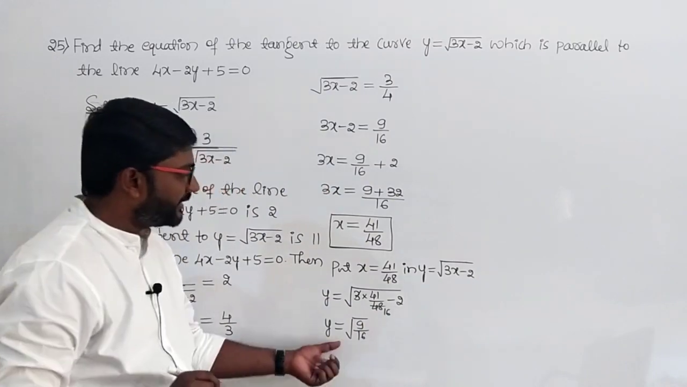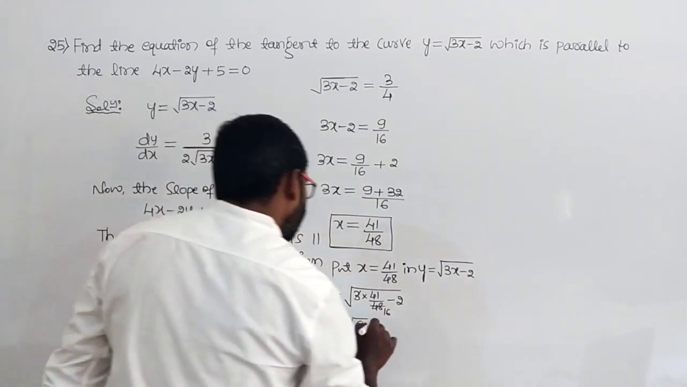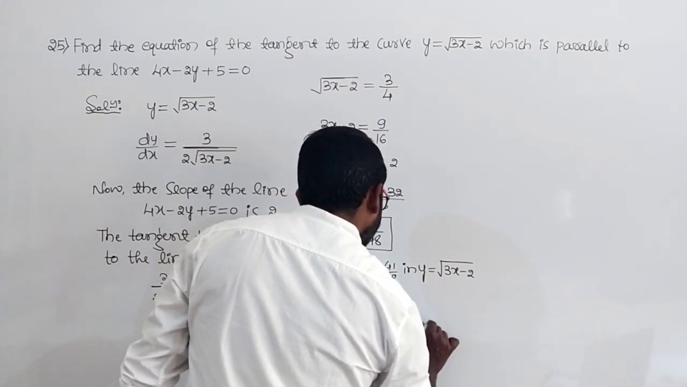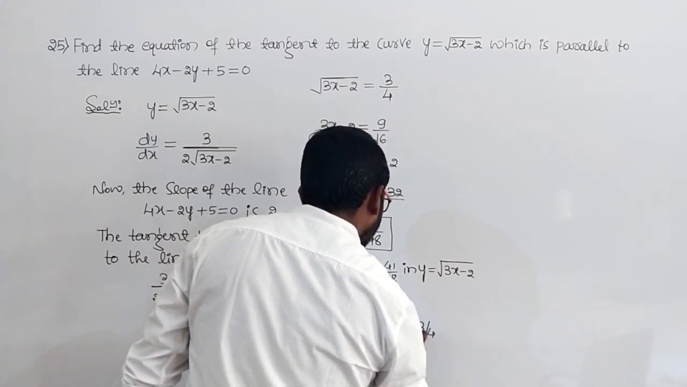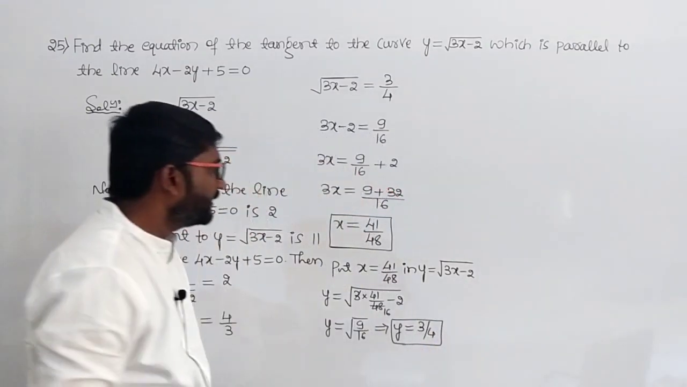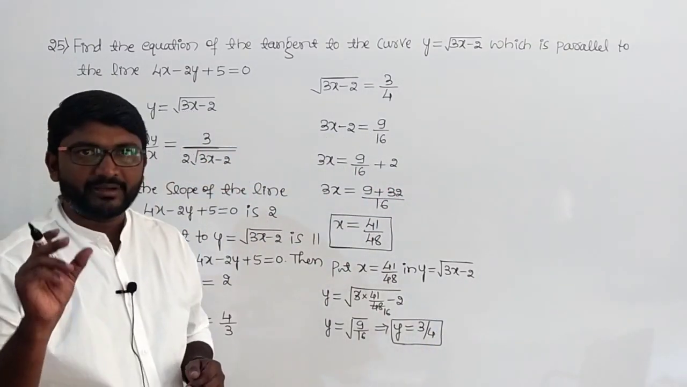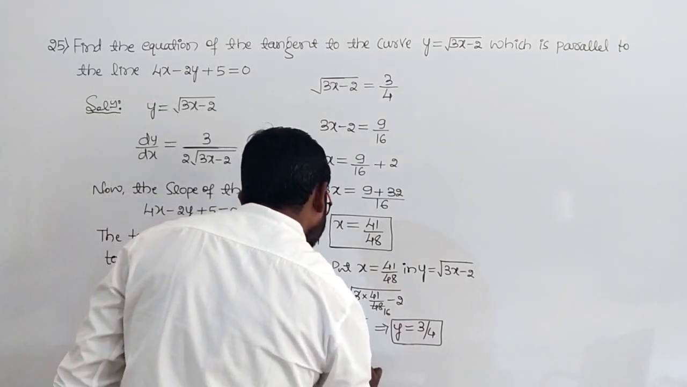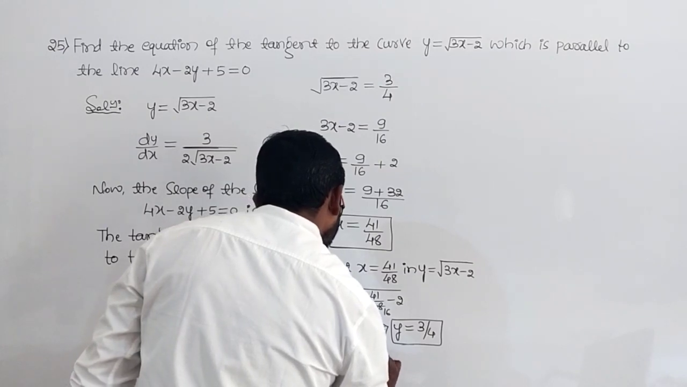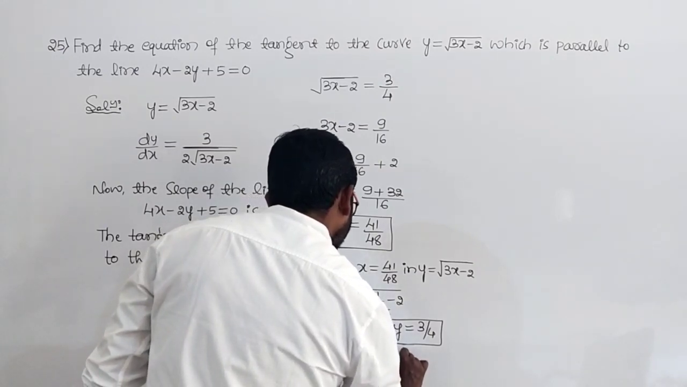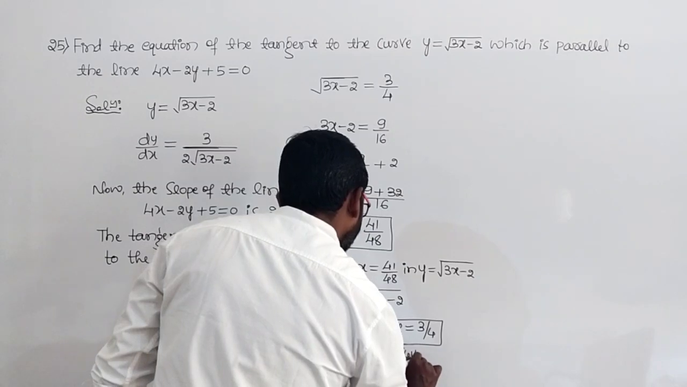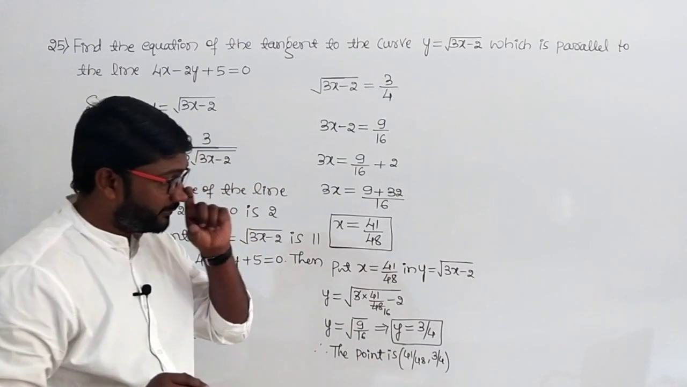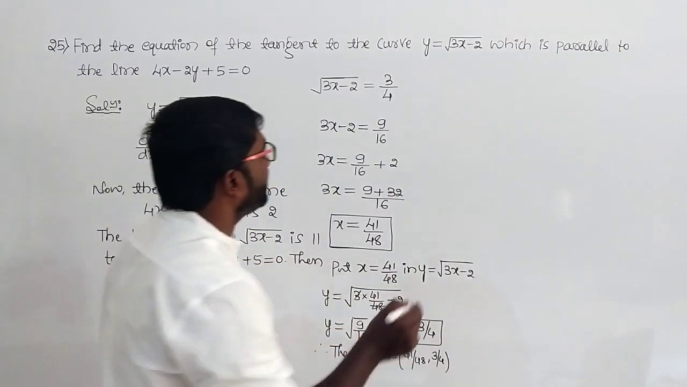So overall you get y equal to 3 by 4. This implies y equals 3 by 4. So what is the point now? The point is going to be 41 by 48 comma 3 by 4. Therefore the point is 41 by 48 comma 3 by 4. Now we will have to find the equation of the tangent at this particular point.